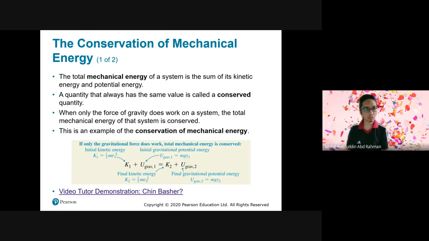So, an example of the conservation of mechanical energy. Let's say at one point we have K1 and the potential energy U1, and it equals, let's say an object over here that moves up over here, it will have the same K plus U. Here it is K1 plus U1, and over here it will be K2 plus U2. It will be similar: K1 plus U1 equals K2 plus U2. Now let's have a look at this video demonstration.